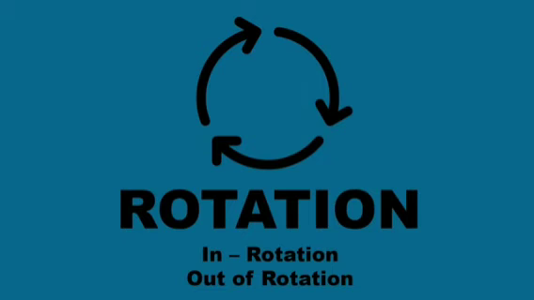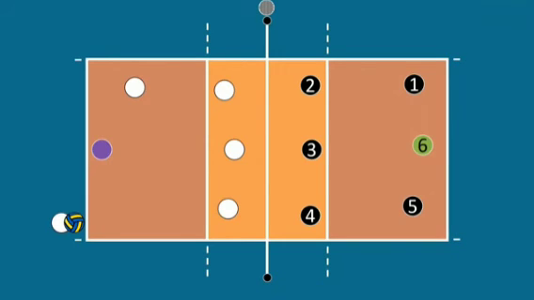So what is rotation? What is in rotation? And what is out of rotation? What rotation means is, let's say you're player 6, then player 6 needs to be on this side of player 1, on this side of player 3, and on this side of player 5.